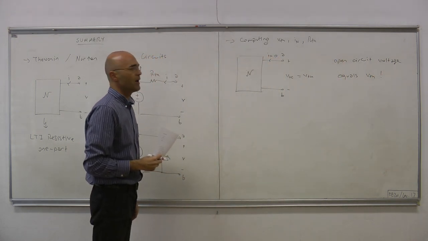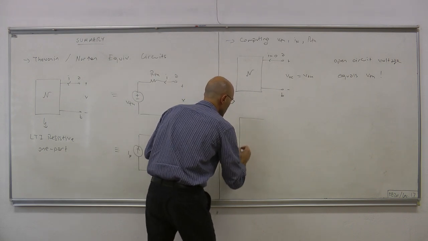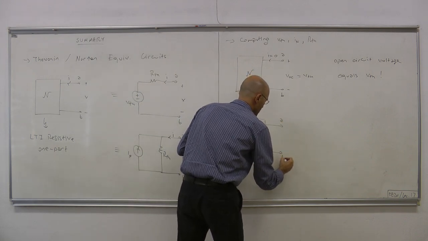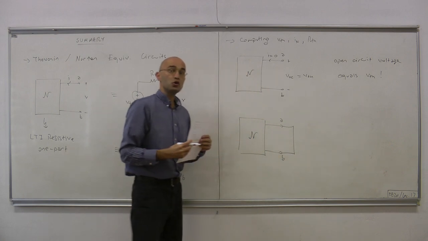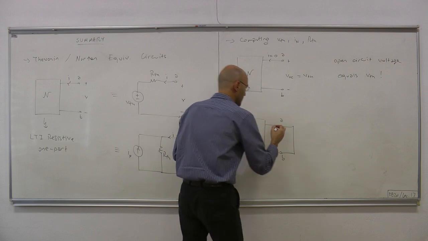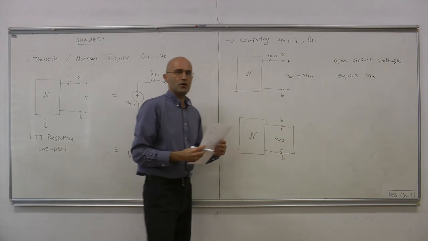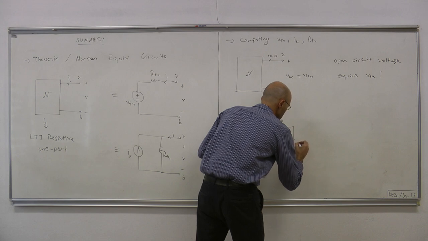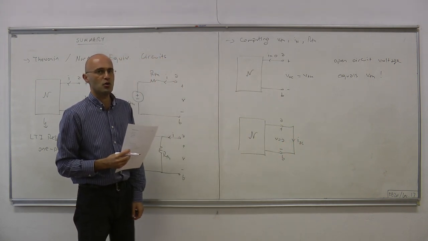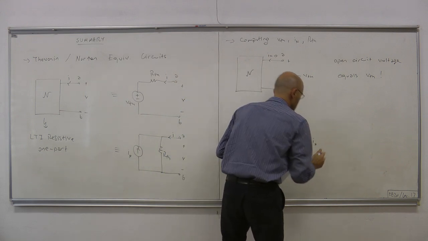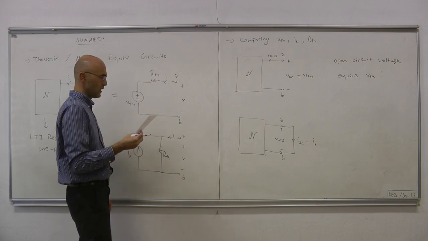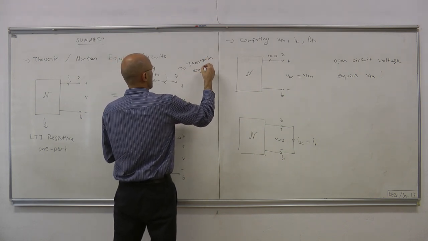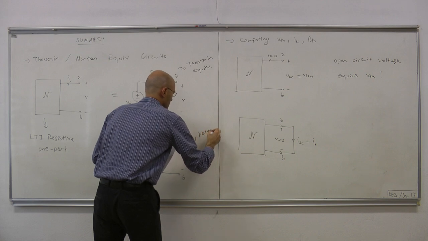And how about Norton current? Again, you take your one-port, A, B. This time what you do is you short the port terminals. When you short the port terminals, clearly this voltage now is zero. And then through that wire there will be some current flowing. The current flowing in this direction, which we're calling the short circuit current, must equal the Norton current in the Norton representation. So this is the Thevenin equivalent and this is the Norton equivalent circuit.